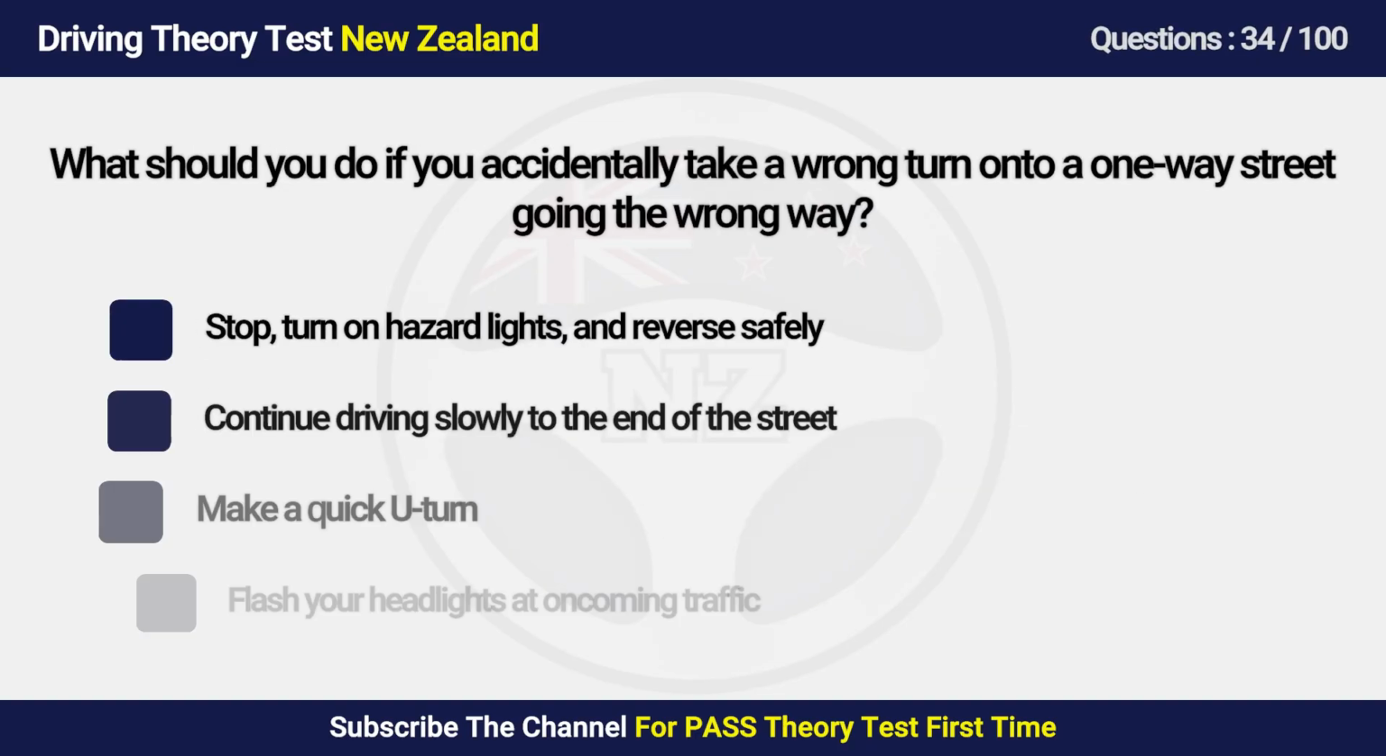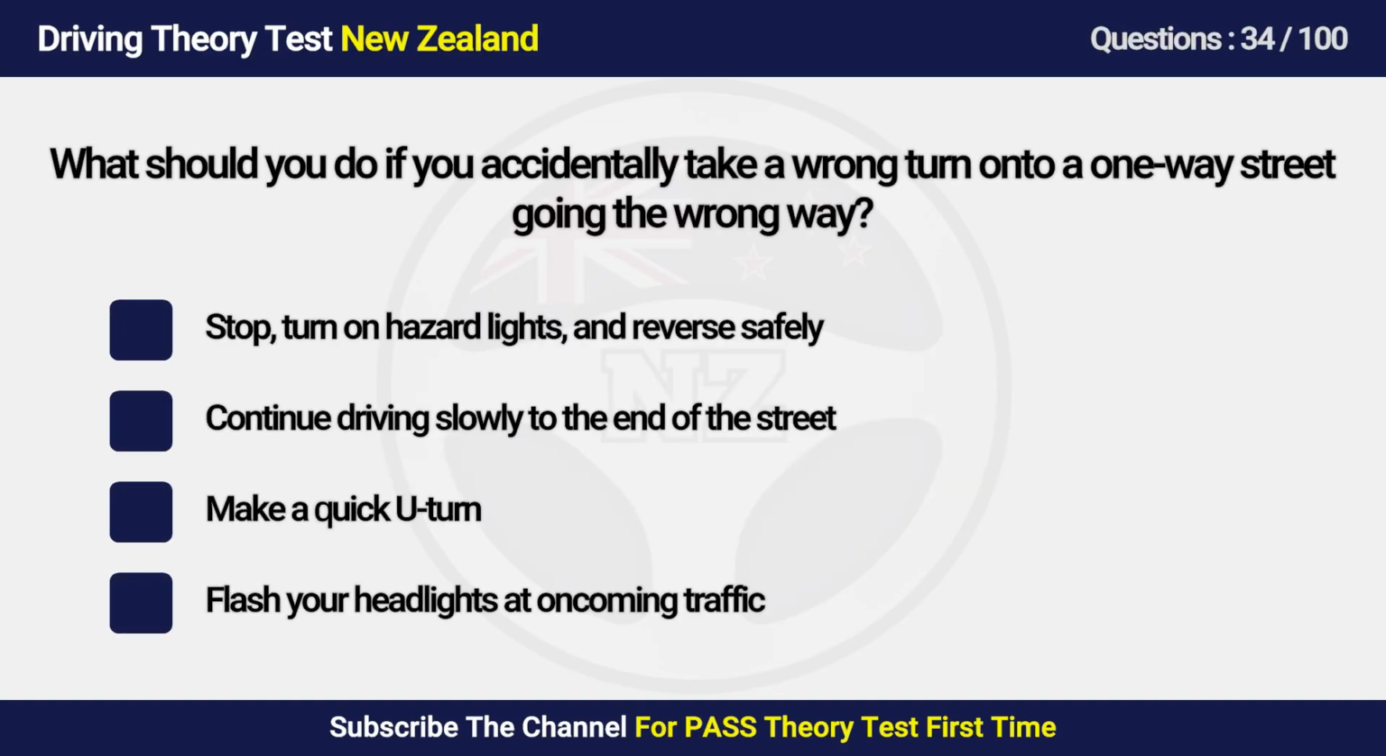Question 34. What should you do if you accidentally take a wrong turn onto a one-way street going the wrong way? A. Stop, turn on hazard lights and reverse safely. B. Continue driving slowly to the end of the street. C. Make a quick U-turn. D. Flash your headlights at oncoming traffic.